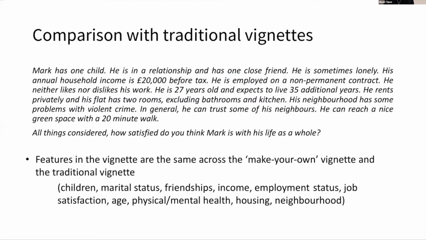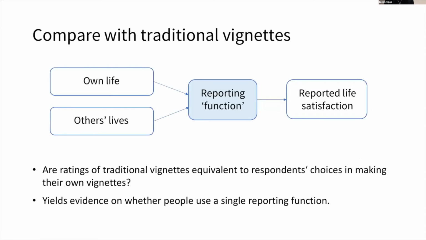Then, in comparison with the traditional vignette method that has been discussed in the previous sessions, we can construct some vignettes for fictional people like Mark. Here's a description of some fictional guy, using the fill-in-the-blanks of our own vignette. This is the traditional method where they look at the vignette and then say, how satisfied do I think Mark is with his life? We use the same features as I've said. The way that we would compare it is to see whether ratings of traditional vignettes are equivalent to respondents' choices of their own vignettes.